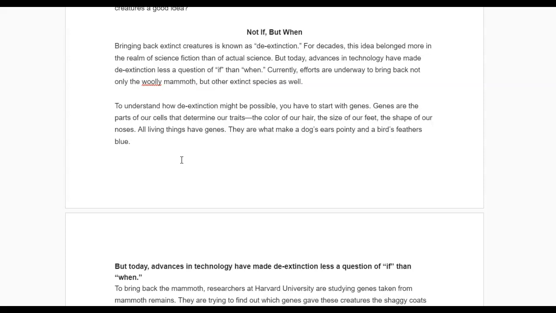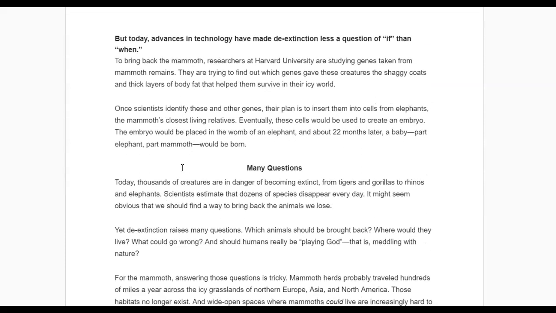To understand how de-extinction might be possible, you have to start with genes. Genes are the parts of our cells that determine our traits, the color of our hair, the size of our feet, the shape of our noses. All living things have genes. They are what makes a dog's ears pointy and a bird's feathers blue.